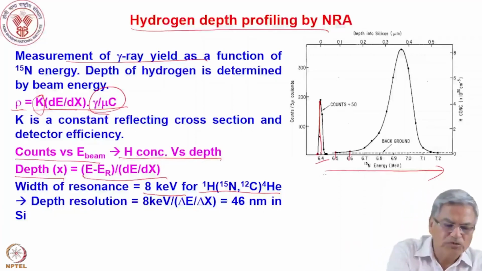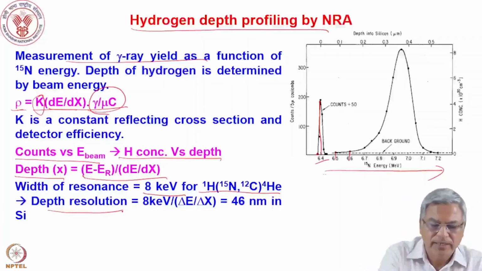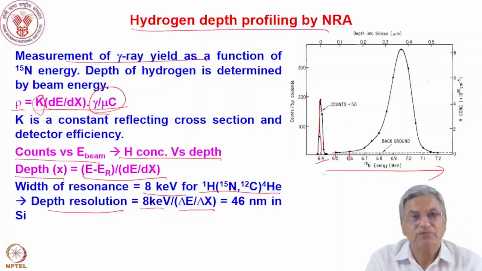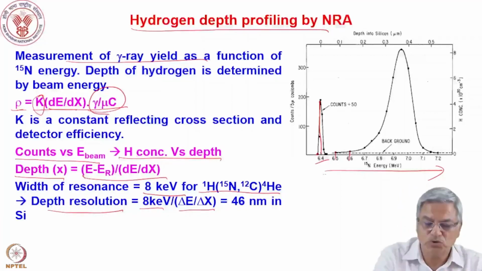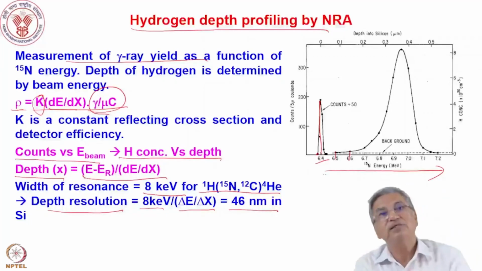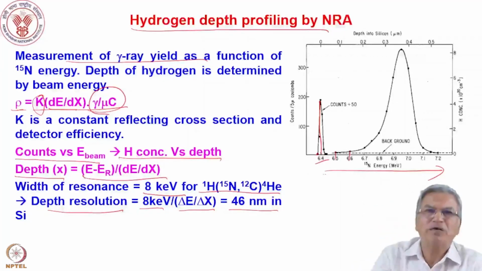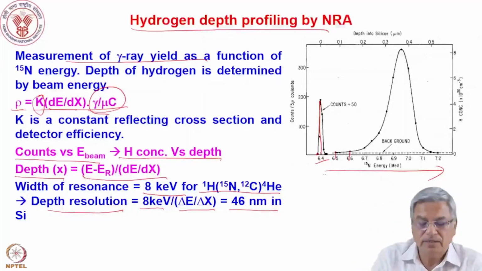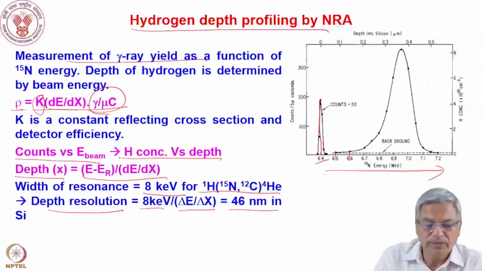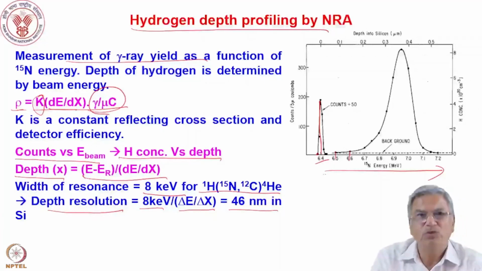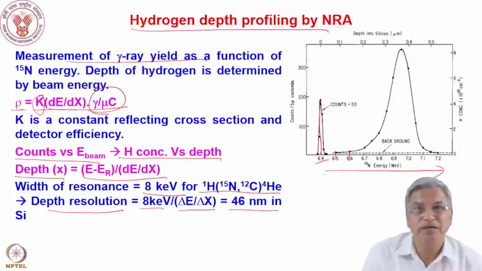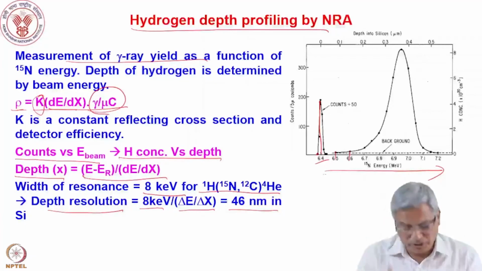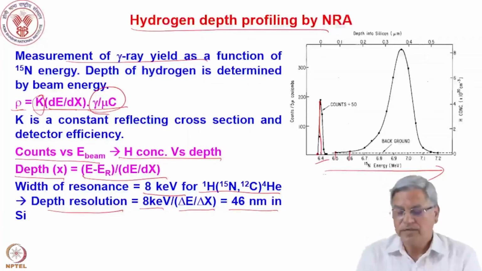So this width of the resonance gives you the depth resolution: 8 keV FWHM divided by the stopping power of nitrogen 15 in that matrix, and that happens to be 46 nanometers in silicon. The stopping power of nitrogen 15 in silicon is known, and 8 divided by that stopping power gives you the depth resolution. So you can imagine that at nanometer scale you can probe the hydrogen.